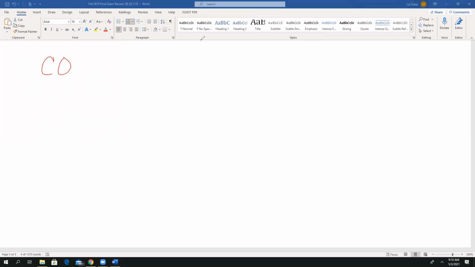CO2 plus H2O yields, okay, so we need to balance it. Obviously, we're looking at this one first, right? Because that's the most complicated. We can see that there are 12 hydrogens. So we need a 6 right there. There are also 6 carbons, so we need a 6 right there.